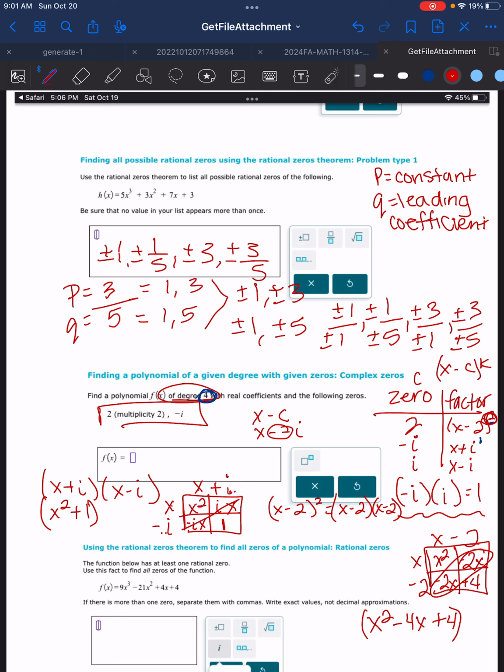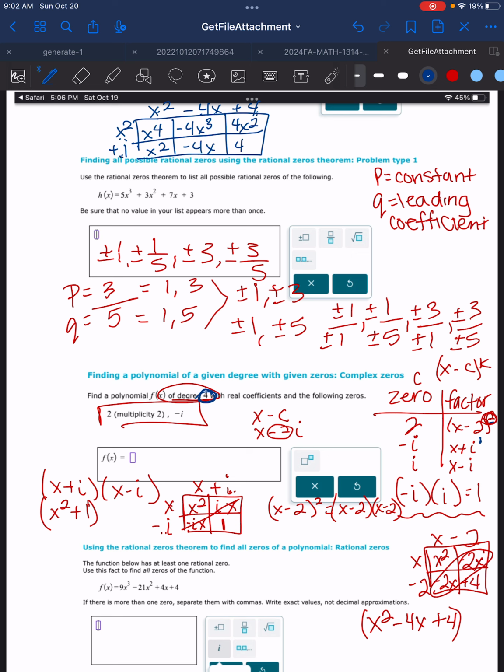So I'm going to come up here and do it. x squared minus 4x plus 4 times x squared plus 1. x squared times x squared is x to the power of 4. Negative 4x times x squared is negative 4x cubed. 4 times x squared is 4x squared. 1 times x squared is x squared. 1 times negative 4x is negative 4x. 1 times 4 is 4.